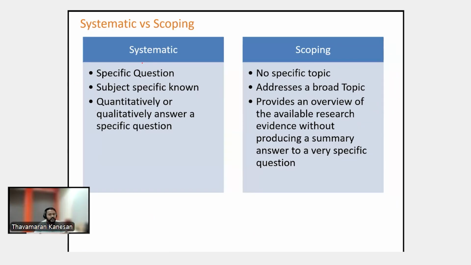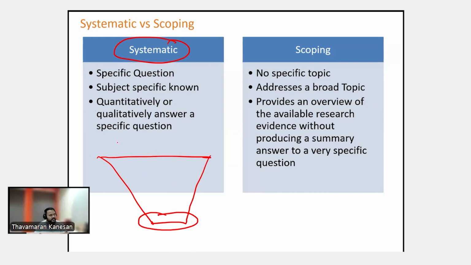Okay. Now we are going into systematic versus scoping review. Systematic is something that we do down the funnel. Let's say you already initiated a topic, you know what you're going to do, and you already have a clear RO or RQ. Based on that very specific RQ, you start designing your systematic review. So it must be a very specific question, subject specific, known. You can do it quantitatively or qualitatively, depending on the scope of your methodology. You can do all the review process.